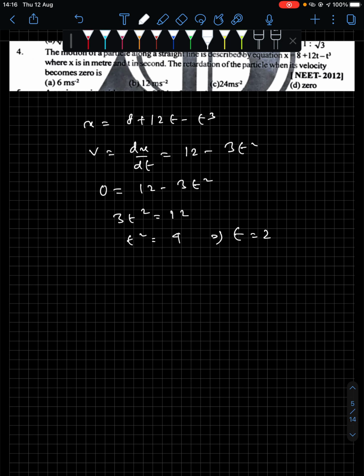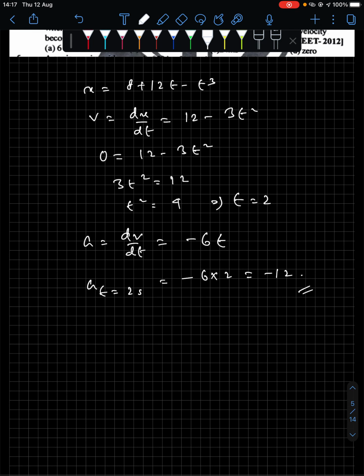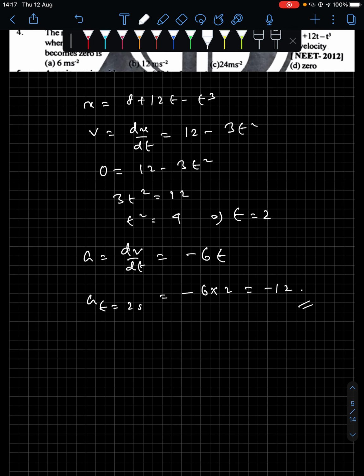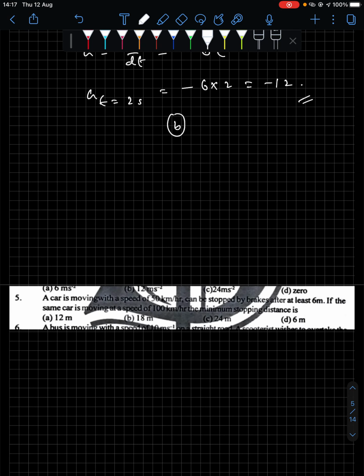Okay, now acceleration is what? Acceleration is dv by dt, right? So dv by dt you get minus 6t. So acceleration at t equal to 2 seconds is minus 6 into 2, minus 12. So minus 12, minus indicates that it's retardation, therefore your answer is option number B.